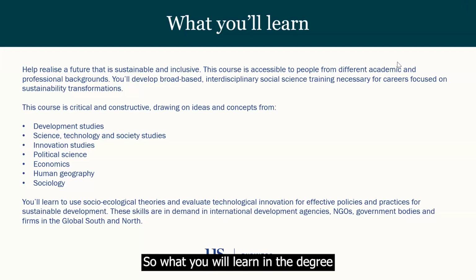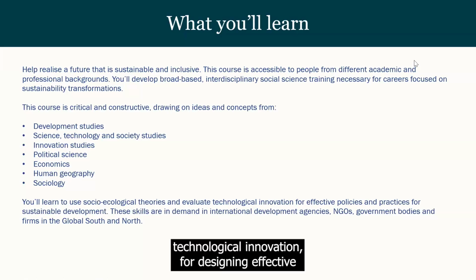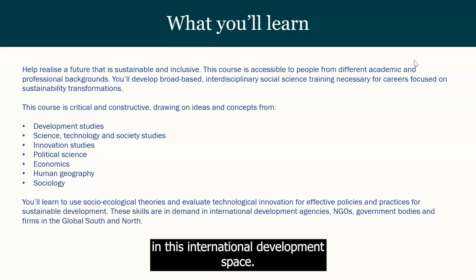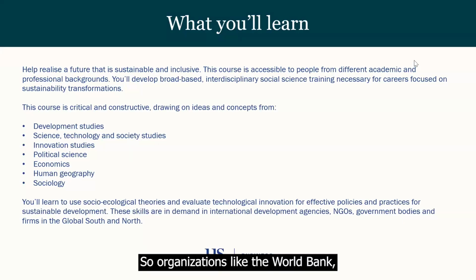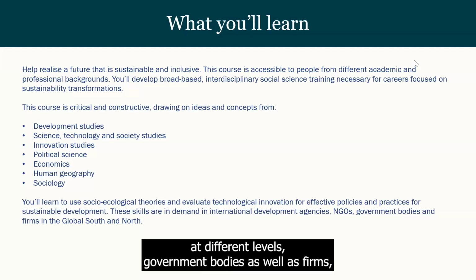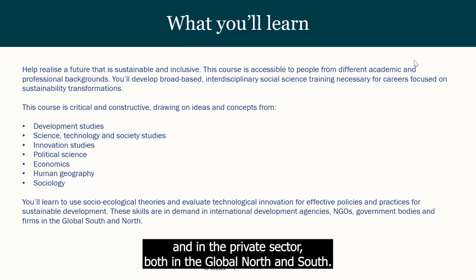So what you will learn in the degree is how to use some of these socio-ecological theories, and evaluate technological innovation for designing effective policies and practices for sustainable development. These sorts of skills are in demand in the international development space. So organizations like the World Bank, affiliates of the UN, FAO, IFAD, but also NGOs at different levels, government bodies, as well as firms and the private sector, both in the global north and the south.